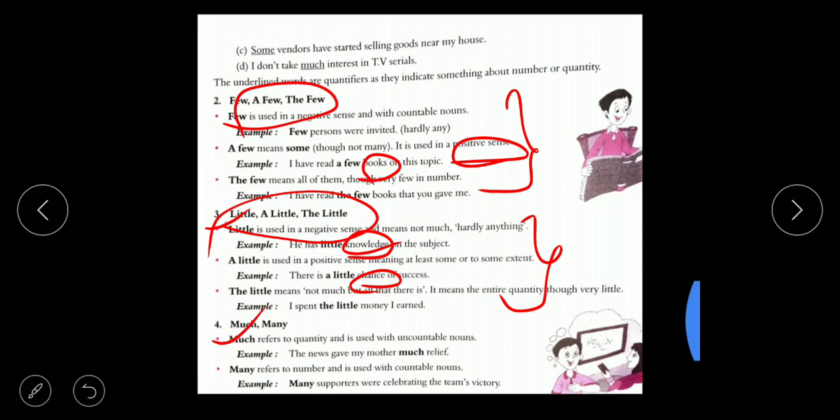Like few, few and many: few is also used with countable nouns, many also with countable nouns. They refer to a number and are used with countable nouns. Many supporters were celebrating the team's victory. Now understand.